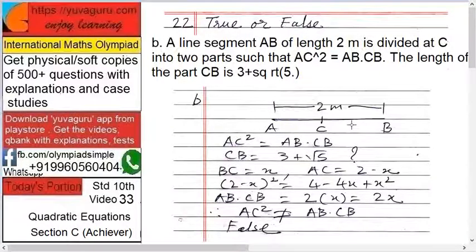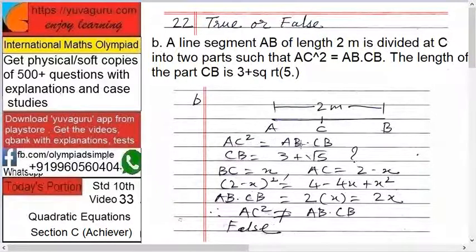So let's say BC equals x, therefore AC will be equal to what? 2 minus x, right? Now check the condition: 2 minus x the whole square, AC square, equals AB into CB, right? Okay, let's solve this. So 2 minus x the whole square equals 4 minus 4x plus x square. This is the left hand side.